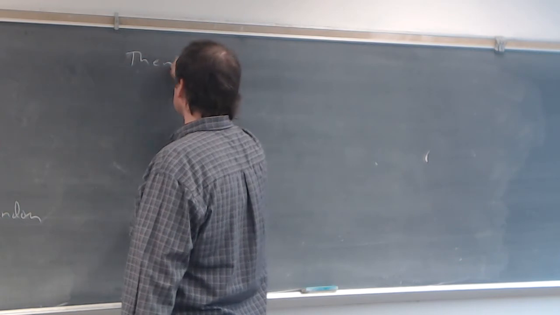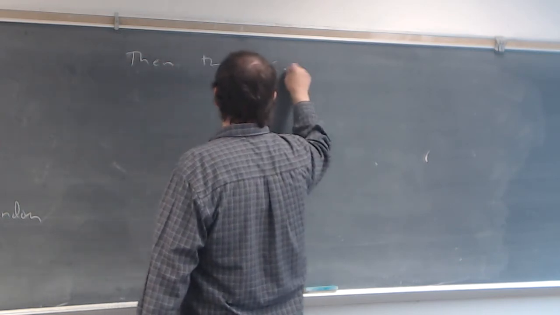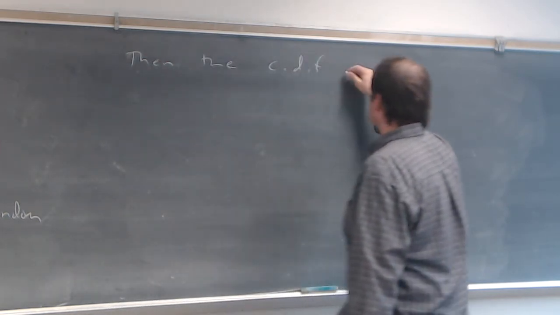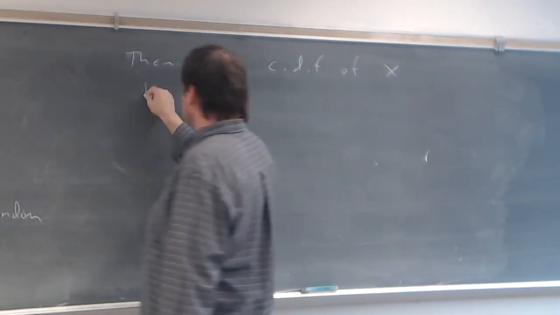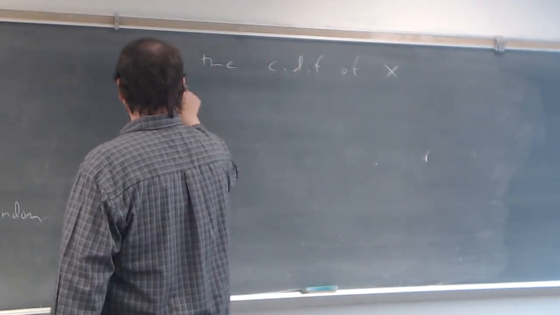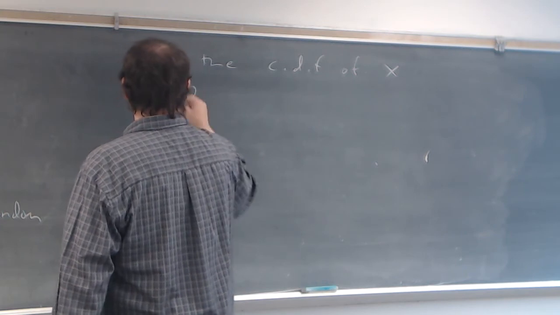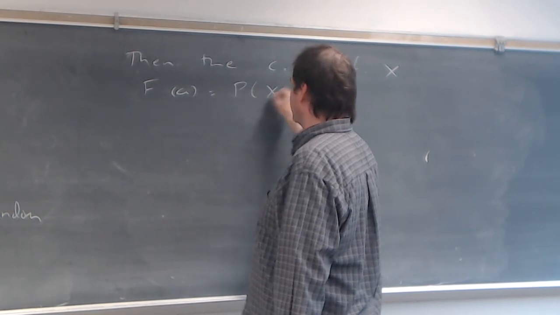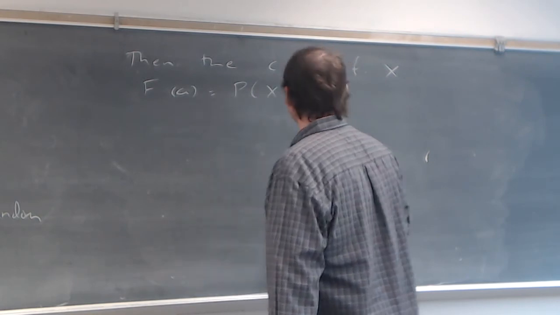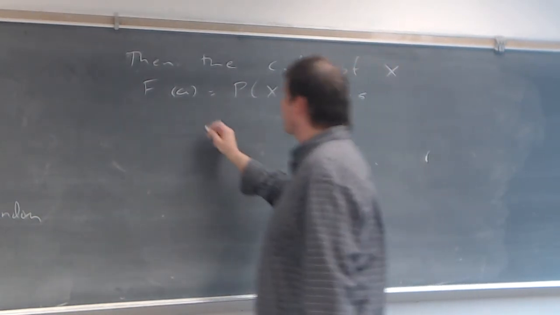Then, the cumulative distribution function of X, we're going to denote it by F of little a. So, what's that equal to? That's equal to the probability that X is less than or equal to a. I'm going to draw it graphically.